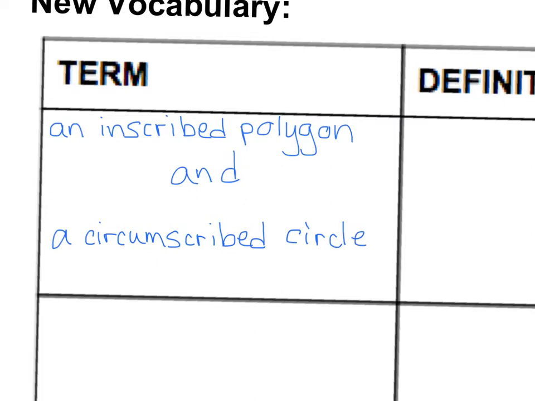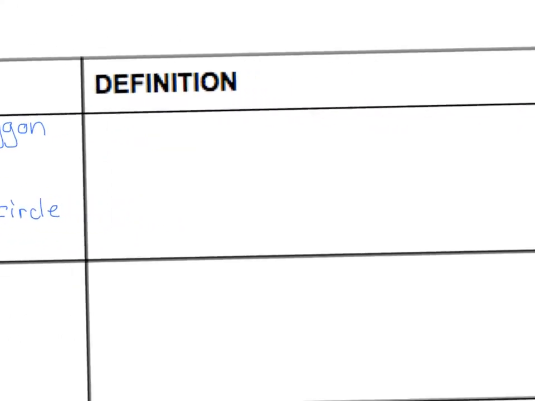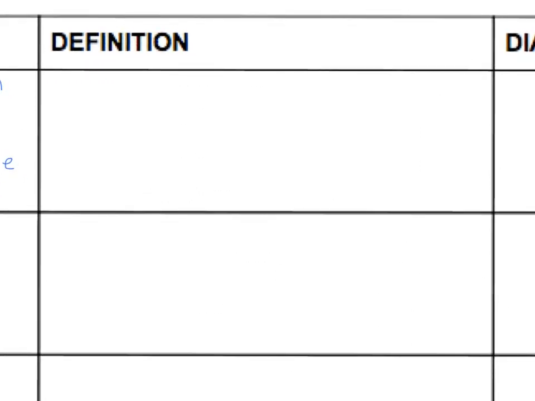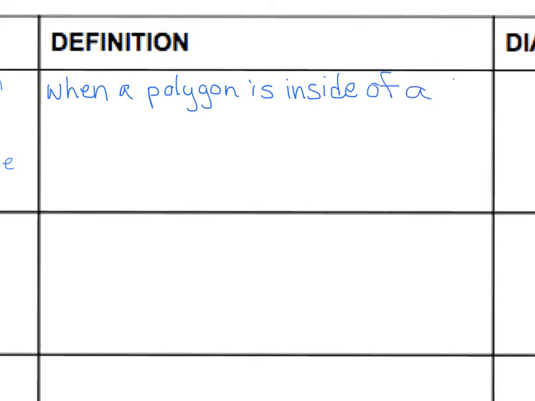So that definition, you guys, sorry about that. That definition is a situation whenever a polygon is inside of a circle, and at the same time we can say the polygon is inside the circle. We can also say the circle is around the polygon.